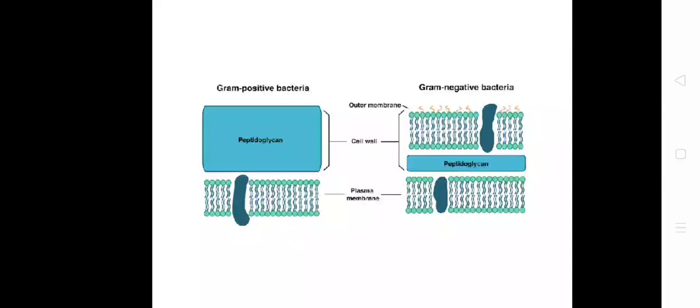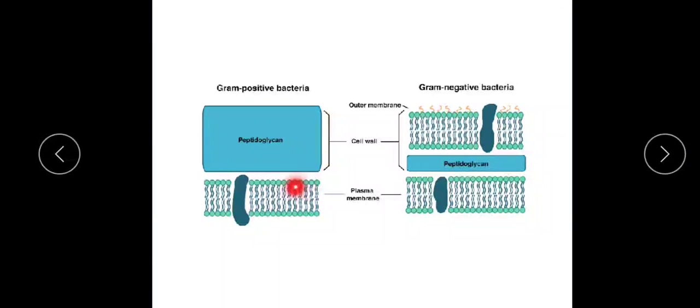We know there are two different types of bacteria based on the staining procedure. We can classify them into two groups, that is gram positive and gram negative bacteria. And you know that there is a difference between the cell wall structure in gram positive bacteria and gram negative bacteria. As it is clear from this figure, in gram positive bacteria you can see the plasma membrane, and outside the plasma membrane you can see the peptidoglycan cell wall.